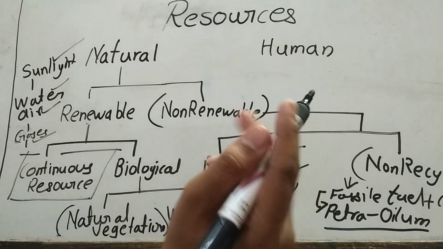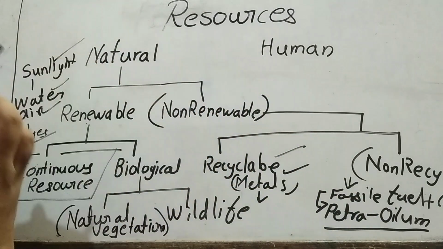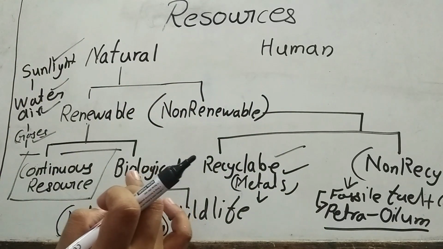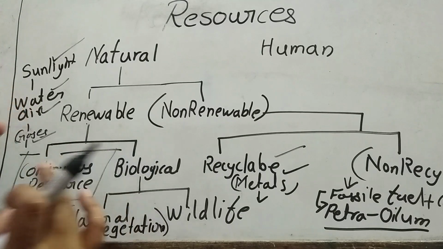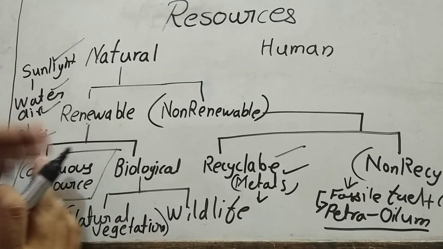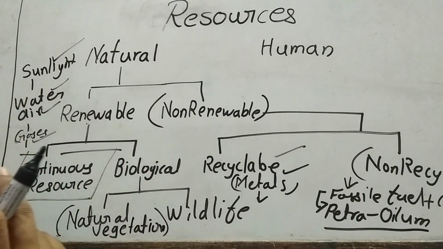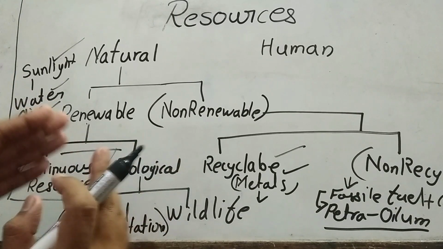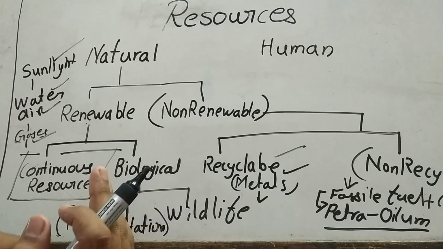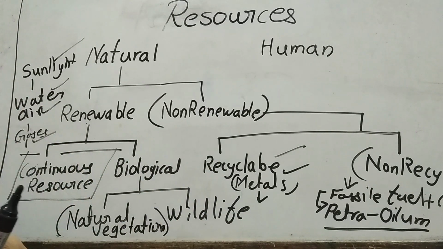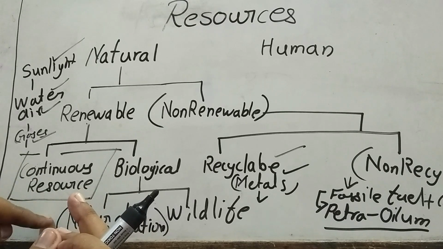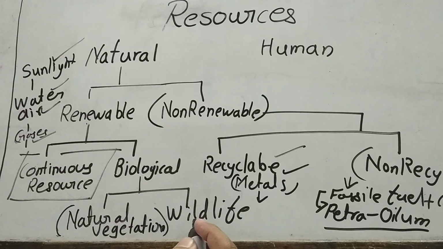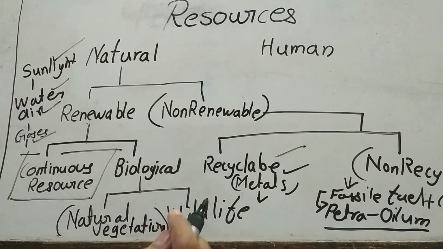Okay, now revision again. Natural resources divided into two sections: renewable, non-renewable. Renewable resources further divided into continuous resource, that is a non-biological resource: water, air, gases and sunlight. Another is biological resources. Biological resources further divided into wildlife, wild animals, okay, and natural vegetation. Natural vegetation, all plants, trees, seeds, everything comes under natural vegetation. Wildlife comes all types of wild animals.